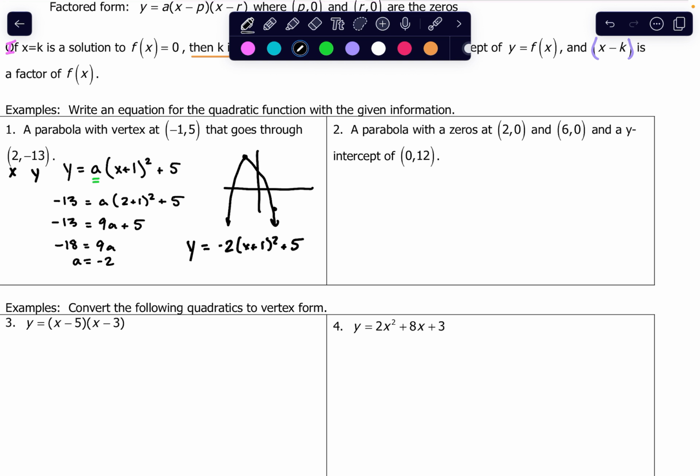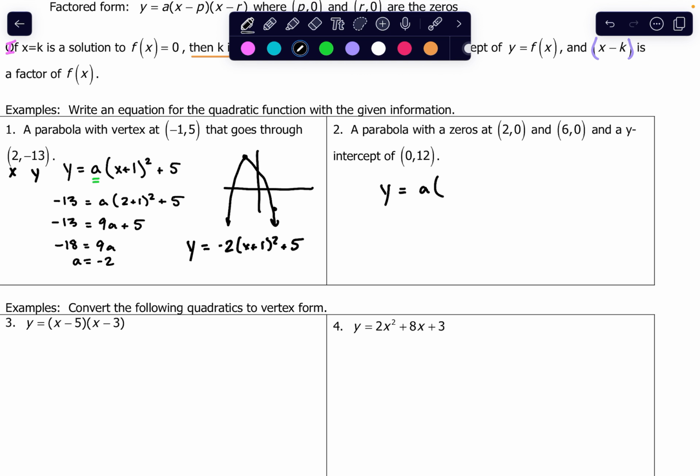Let's talk about 2. Here they give us 2 zeros and a y-intercept. So instead of using vertex form, I think factored form would be the preferable option to set up our equation. Again, at the end of the day, they are all equivalent. You just have to think about which one is useful.